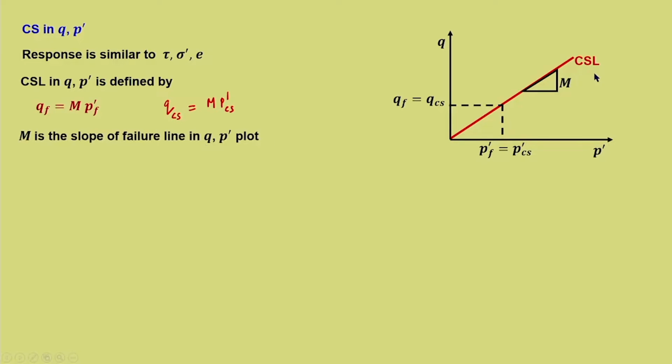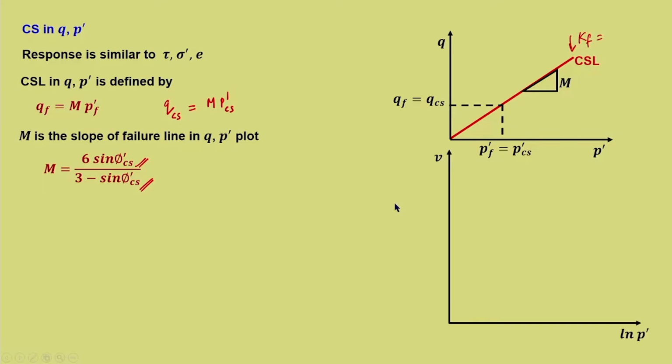What is M? M is the slope of the failure line in the q-p dash plot, and we have already derived this expression for the slope in q-p dash. Again, please refer back, we have already done it. For the compression case, it is 6 sin phi dash Cs upon 3 minus sin phi dash Cs. You can see here we are denoting it by phi dash Cs. That is why here the failure line Kf is equal to the critical state line.